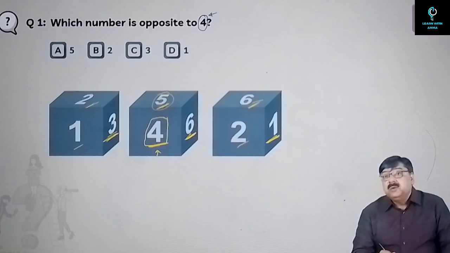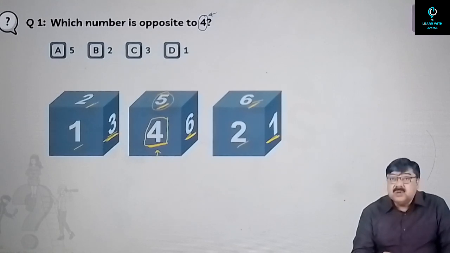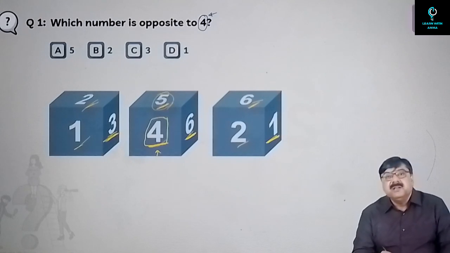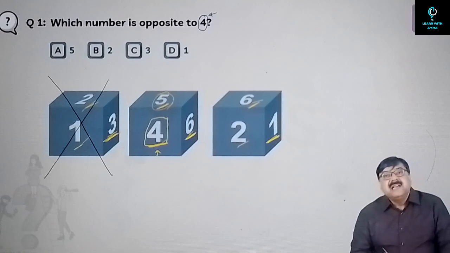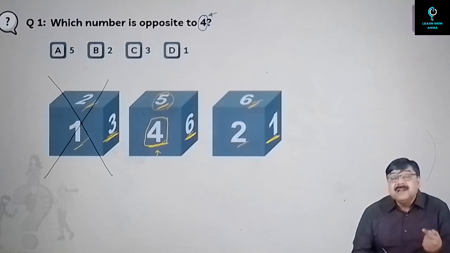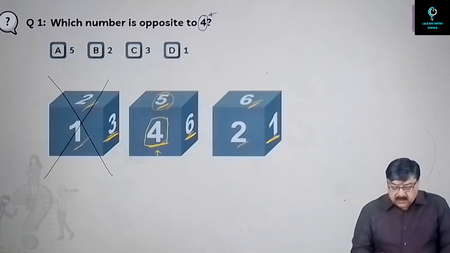Now, let us apply rule 3. Do you see any character which is common between the first two diagrams? Well, it has 1, 2, 3, this has 4, 5, 6, nothing is common. So in actual, we do not require the first diagram because there should be at least one character which has to be common. So we will consider these two diagrams, the second and third.